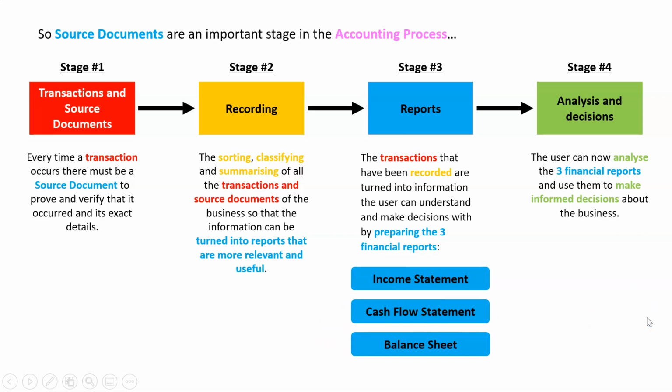So for example, if I was thinking about buying Apple shares, I can now go and look at these three reports: income statement, cash flow statement, balance sheet, and I've got confidence that they actually reflect reality. Why? Because there's going to be a source document to back all of them up. And that's kind of the chain of events. You can't make decisions at the end if you can't have reports that are reliable. You can't have reports that are reliable unless we've got a source document for every single transaction.